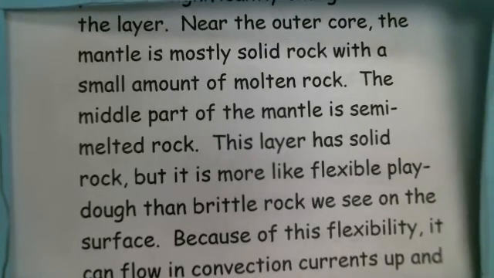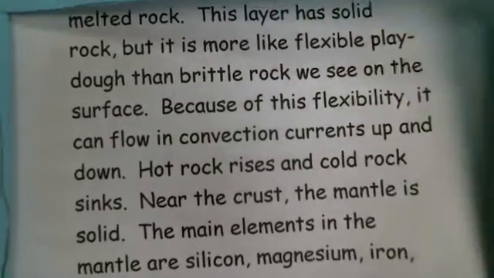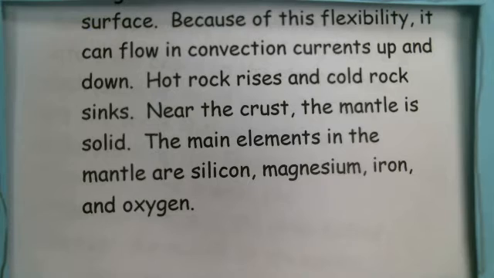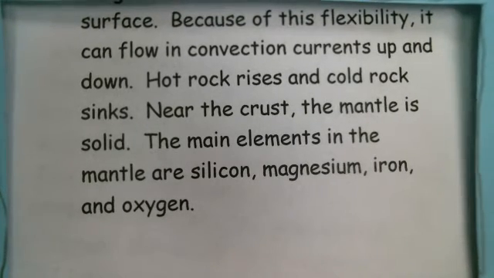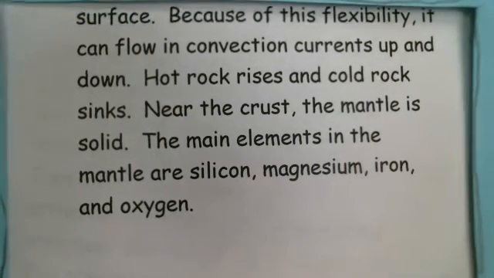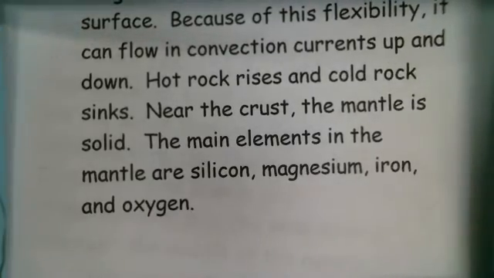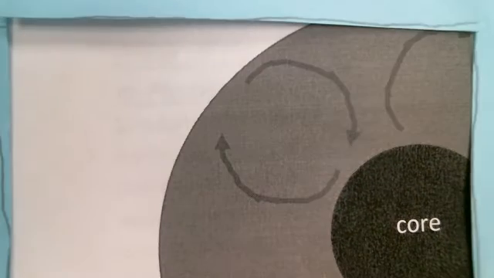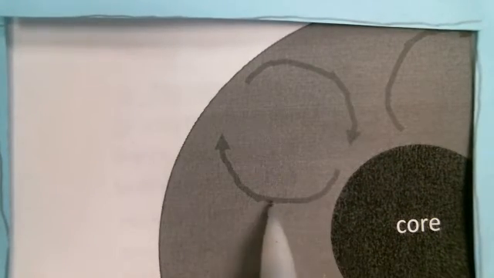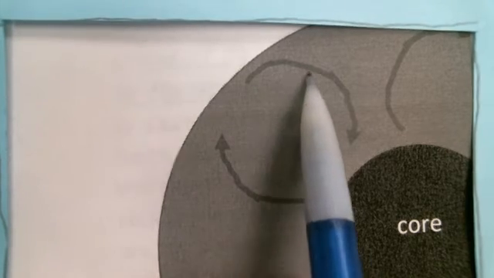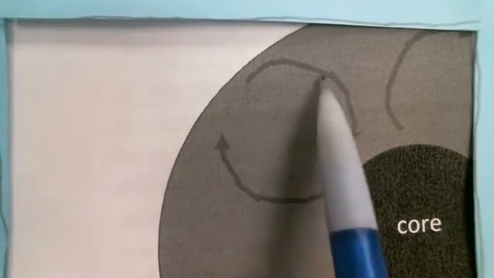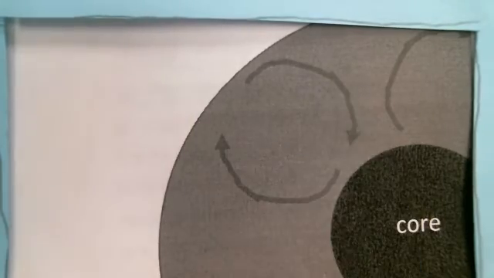Because of this flexibility, it can flow in convection currents up and down. Hot rock rises and cold rock sinks. Near the crust, the mantle is solid. The main elements in the mantle are silicon, magnesium, iron, and oxygen. Here is a picture of the convection currents, and we have the hot rock flowing upwards and the cold rock flowing downwards. And it just apparently keeps on going around and around like this in what we call convection currents.